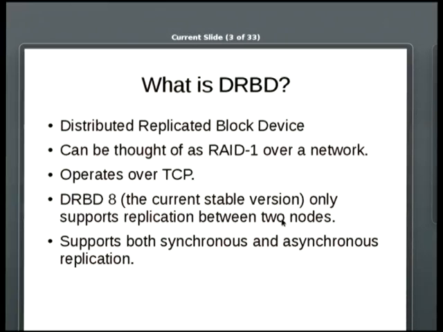Okay, I'm not going to assume people know about the technologies that I'm talking about, so I'm going to give a brief introduction first. First of all, DRBD stands for Distributed Replicated Block Device. It's basically RAID 1 across a network, operates over TCP, and DRBD 8, which is the current stable release, only lets you replicate between two nodes. DRBD 9 is going to let you do more interesting things with multiple nodes, but it's not stable yet, so it's not really relevant to production usage. And it supports both synchronous and asynchronous replication, so you can either have writes need to go to both nodes before you actually get a successful write back, or you can have the write to the remote node go asynchronously in the background.